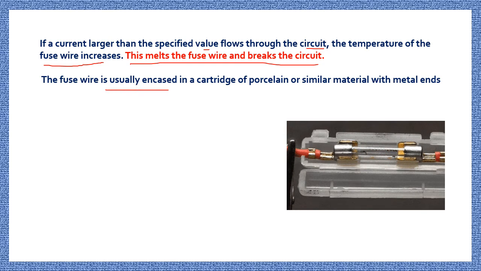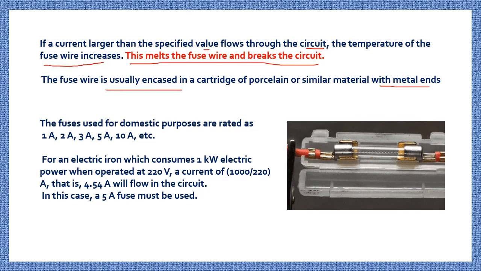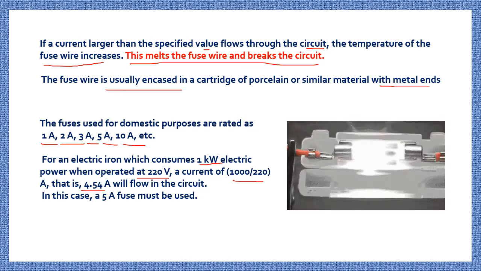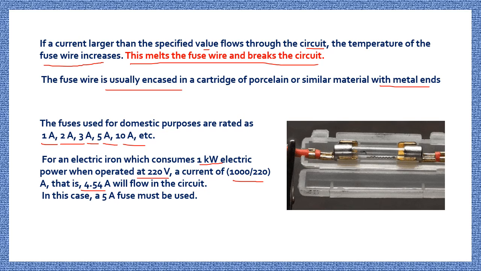The fuse wire is usually encased in a cartridge of porcelain or similar material with metal ends. The fuses used for domestic purposes are rated as 1 ampere, 2 ampere, 3 ampere, 5 ampere or 10 ampere. For an electric iron that consumes 1 kilowatt electric power when operated at 220 volts, a current of 1000 upon 220 ampere, that means 4.54 ampere, will flow in the circuit. So in this case, a 5A fuse must be used.